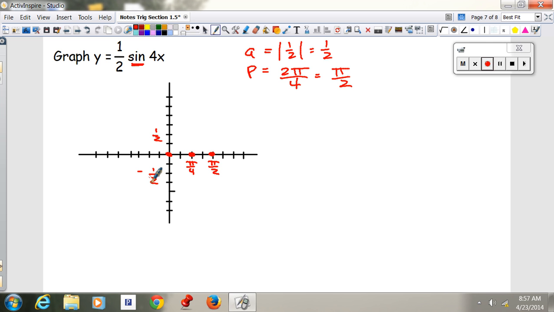And what do I know about between the first 2? Since it's a positive graph, what am I going to do between the first 2? Go to a maximum. Second 2, I'm going to go to my minimum. If that was a negative graph, you would go to a minimum first, then you would do your maximum. And we would just draw in our curve. So there's your bow tie.